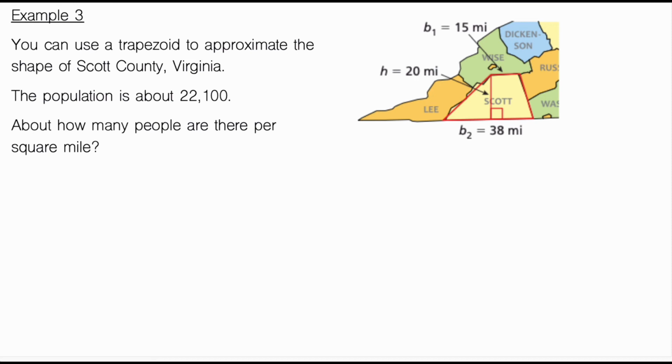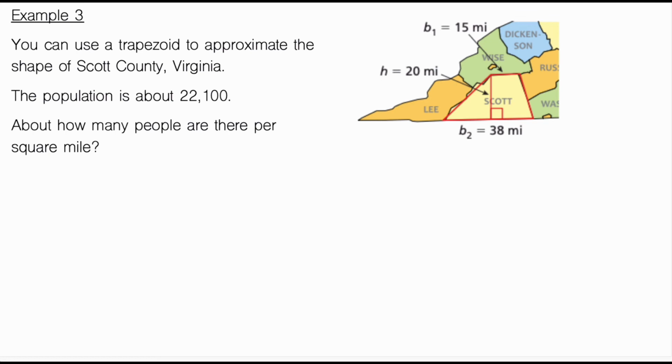This is a real place. If you were to look at a map of the state Virginia and then zoom in so that you could see where all of the counties are, there's a county in Virginia called Scott County. And it's not a perfect trapezoid, but the approximate shape of Scott County is a trapezoid.